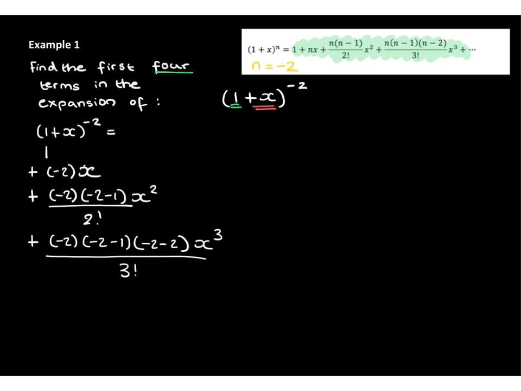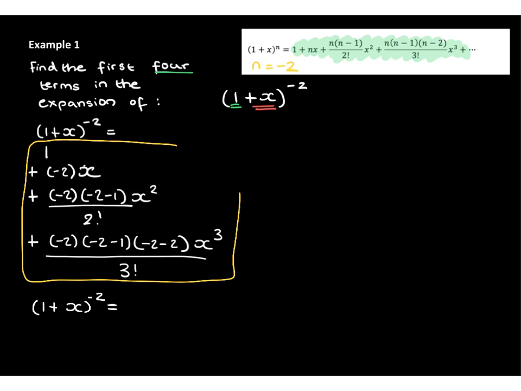Now we then need to simplify this, so 1 plus x to the -2 would be equal to, let's look at the 4 terms that we have here. Our first term is 1, our next term is -2x. Now our next term, when we work this out, comes to a value of plus 3x squared, and then the next term after that comes to a value of minus 4x cubed. You can simply input this into your calculator to calculate each of the coefficients.